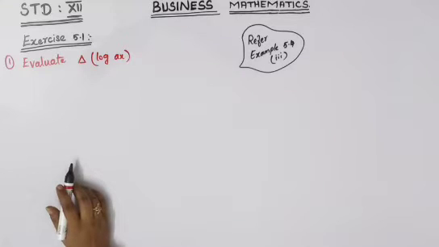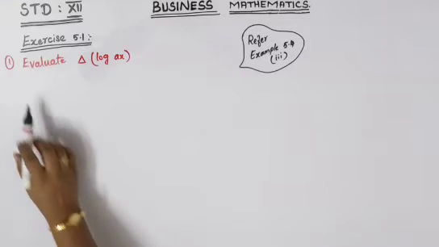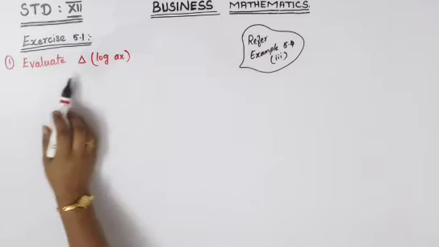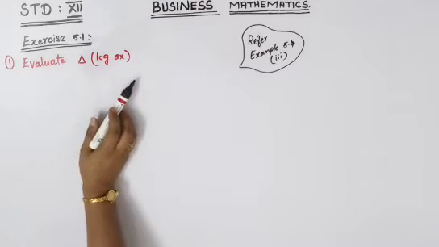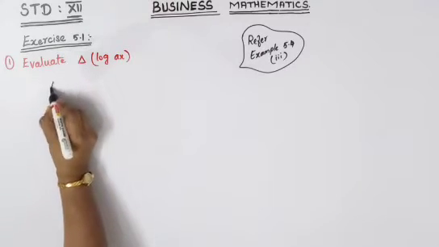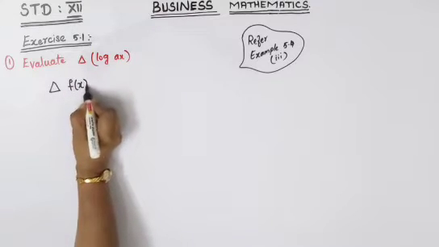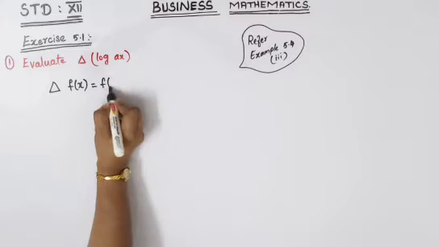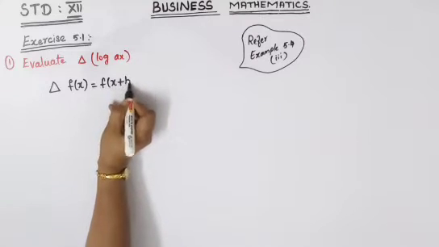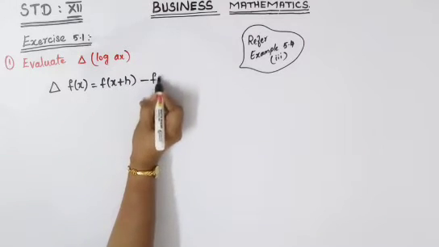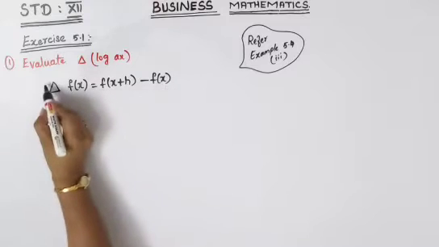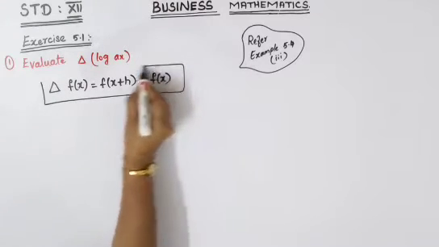Standard 12th Business Mathematics Exercise 5.1. Your first question, evaluate delta log ax. For that you have a formula: delta f of x is equal to f of x plus h minus f of x. So this formula we'll have to use. This is your formula for delta f of x.